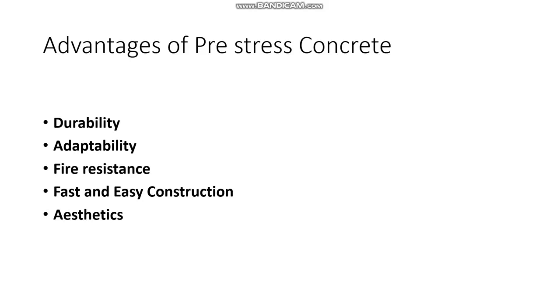The next advantage is fast and easy construction. This is also an important advantage of prestress concrete. Why is it so? Because precast concrete components lend themselves to fast construction schedules. Precast manufacturing can proceed while the site preparation is underway. Precast units can be delivered to the job site and installed the moment they are needed, in any weather. Fast construction means earlier completion and the resulting cost savings. It saves the cost of shuttering and centering for large structures.